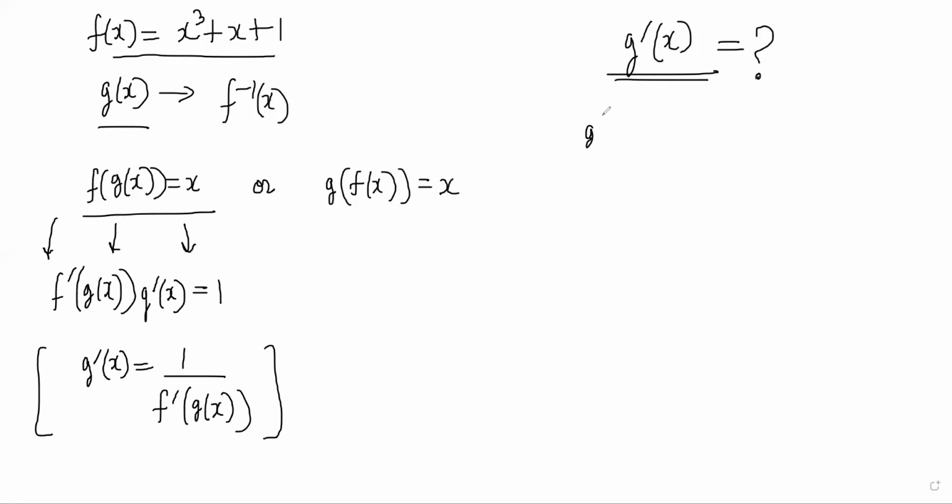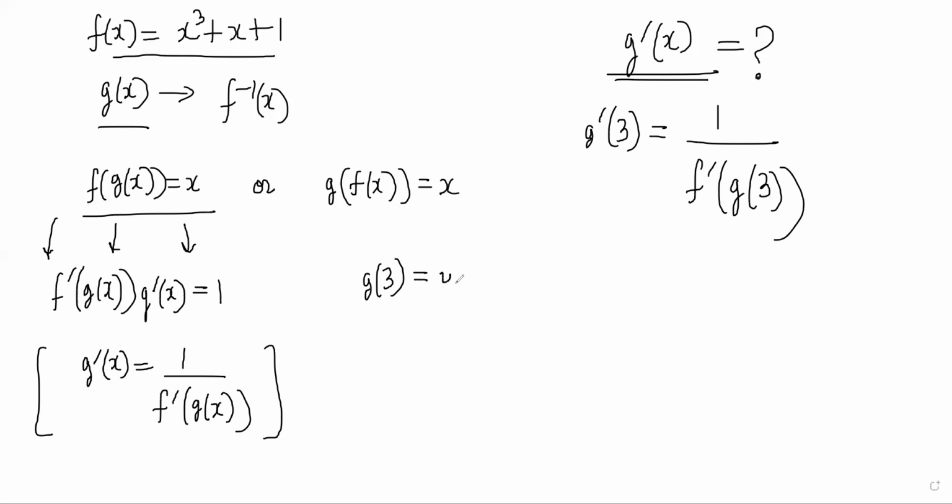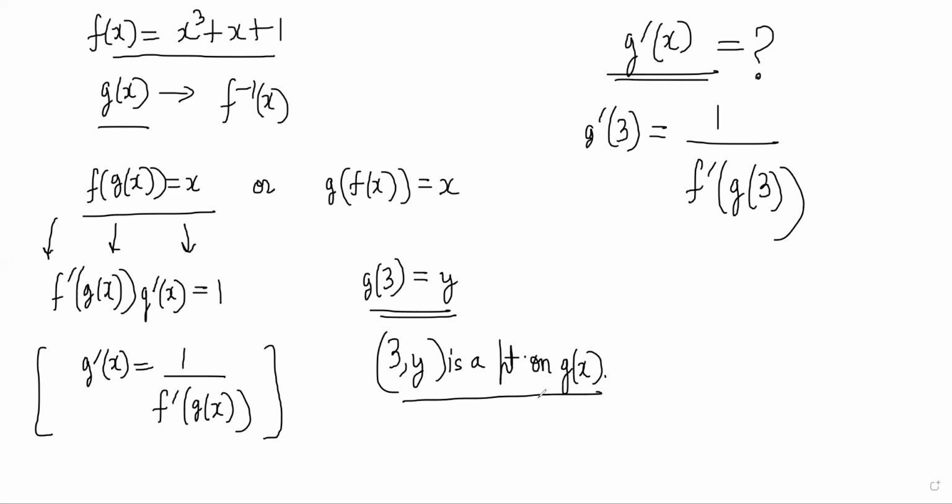So what is g dash 3? G dash 3 is 1 by f dash g of 3, right? Now what is g of 3? We have to find out g of 3. Let's say g of 3 is y. Then what does it mean? It means that 3 comma y is a point on g of x, right?